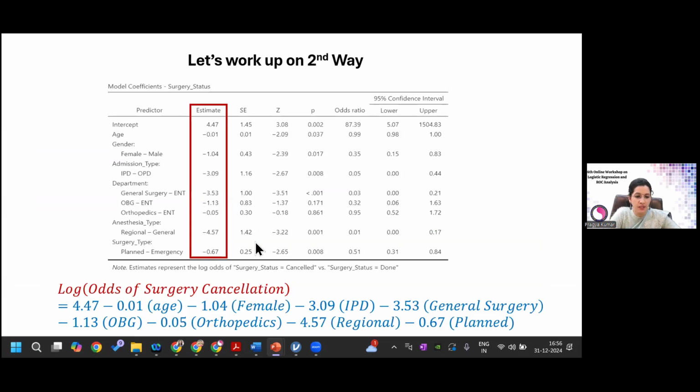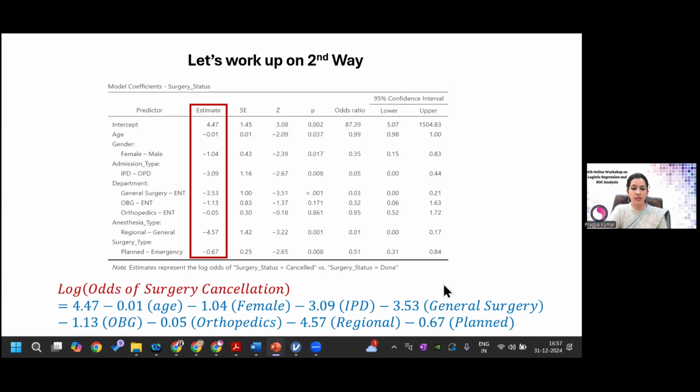In the equation, if you can remember, we use this estimate, because this dependent variable is the log of odds of surgery cancellation, and I'll use the intercept. You can see 4.47 minus 0.01 into age, 1.04 into female, and so on. We have taken the reference category as 0 because for all categorical variables we keep the reference at 0. So we have taken the other category.